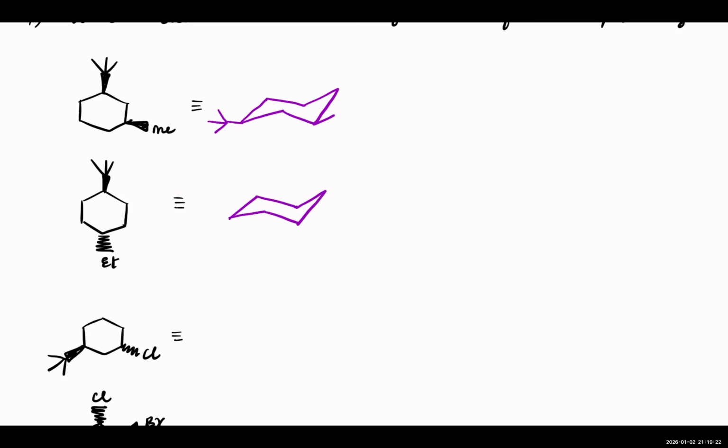If you keep it like this and lock it here with the equatorial position. And then on the fourth position, if you notice, this is coming out of the plane, this is going inside the plane, which means it is a trans molecule. Axial and axial are trans to each other in the case of 1,4 position. Sorry, equatorial and equatorial are trans to each other. Axial and axial are trans to each other in this case, isn't it?